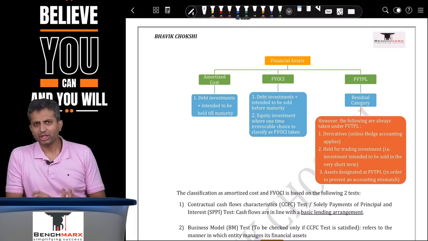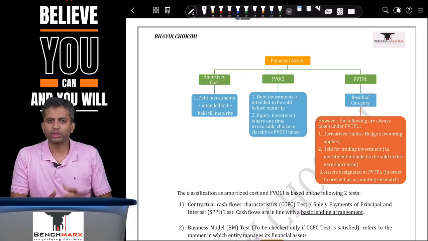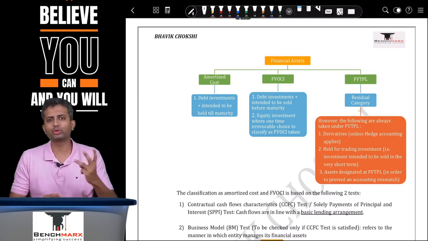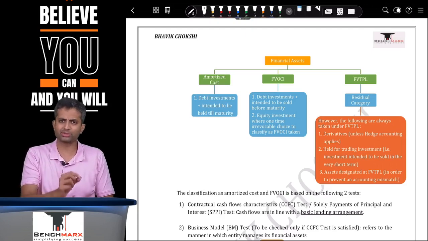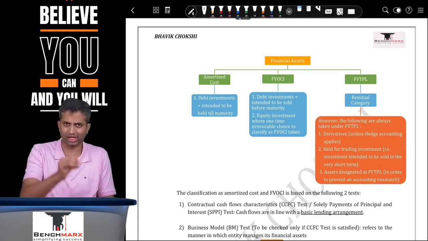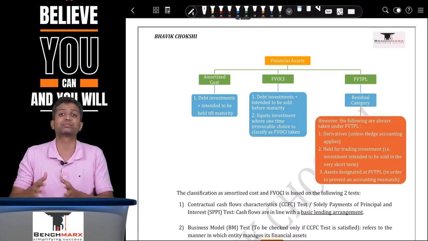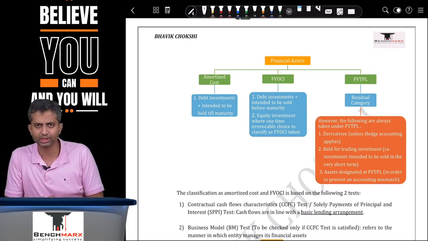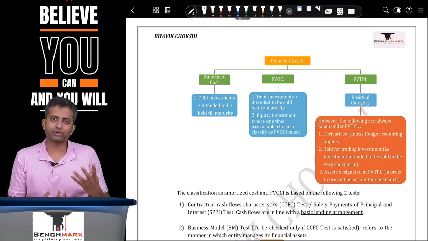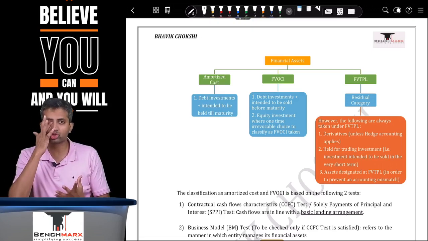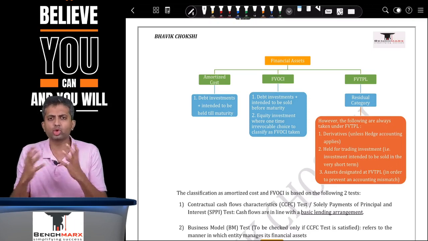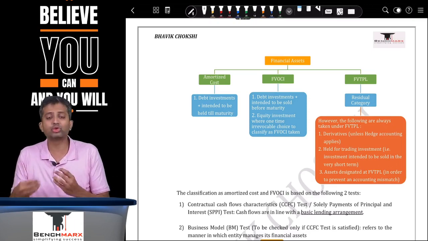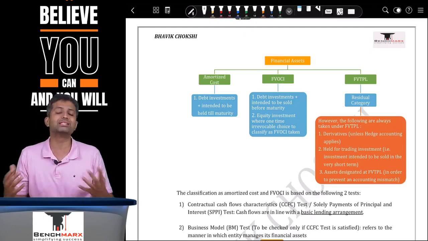So basically, if you want to classify something within amortized cost or under FVOCI, you have to apply two tests. One is something called a CCFC test, or contractual cash flow characteristics test, or SPPI test, that is cash flows solely in the nature of payment of principal and interest. This test says that what you are going to get should be solely in the nature of principal and interest. That is, the instrument should satisfy the requirements of what you call a basic lending arrangement.